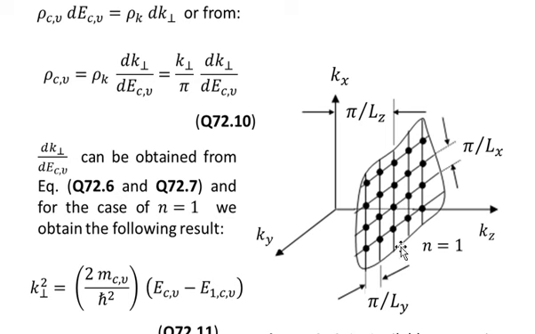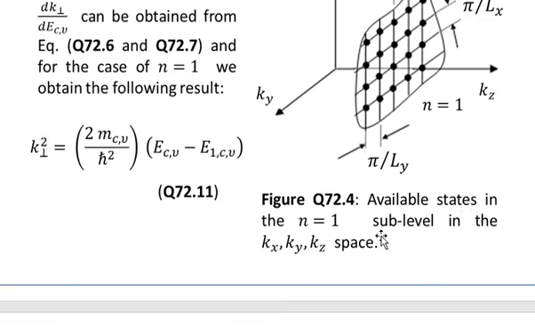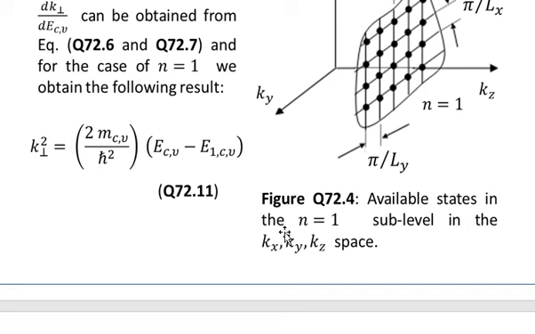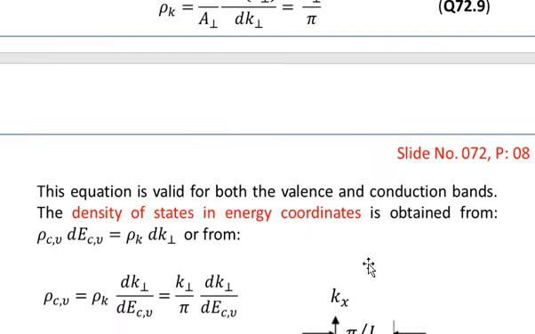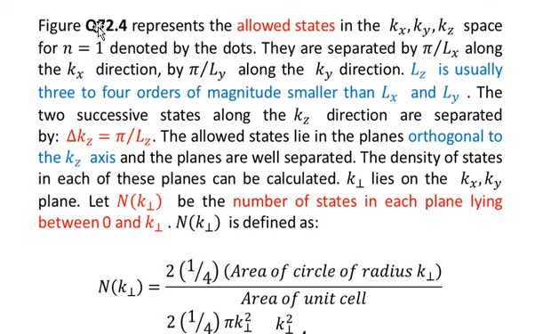And you see that the dimension of this level is determined by the dimension of kx and ky, that is the dimensions of the main chip. So the caption is available states in the n is equal to 1 sub-level in the kx, ky and kz space. So the figure 72.4, which we have just discussed, represents the allowed states in the kx, ky, kz space for n is equal to 1, denoted by the dots. They are separated by pi over lx along the kx direction, pi over ly along the ky direction.